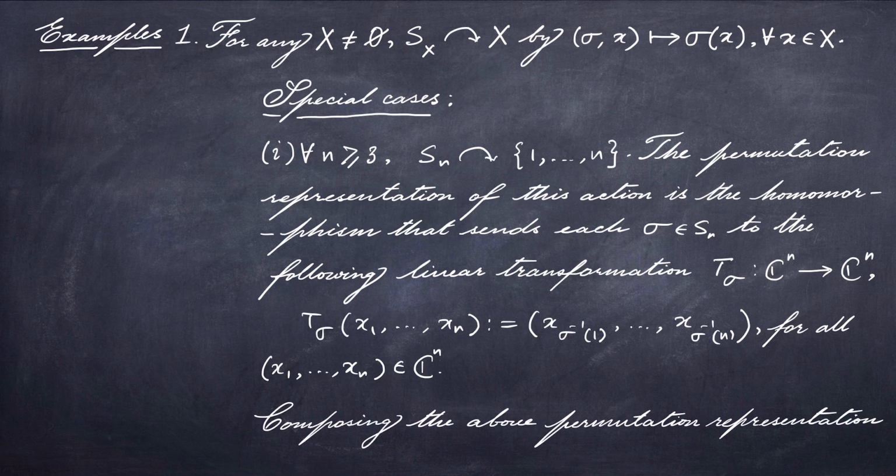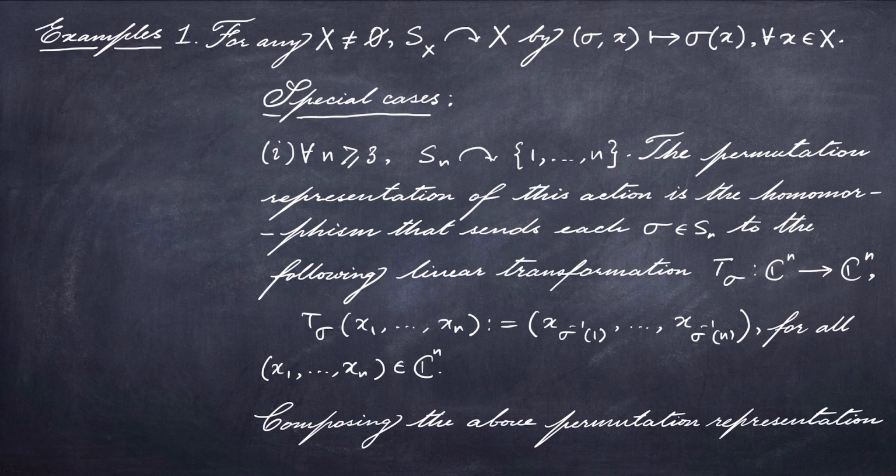We now look at the permutation representation in this special case. So what's the permutation representation for this action? The permutation representation is the homomorphism that sends each element sigma of Sn to the following linear transformation. Given a tuple x1 up to xn, the linear transformation sends this tuple to this tuple. You see that it is just permuting the coordinates of this tuple. So this is the permutation representation associated with this action.